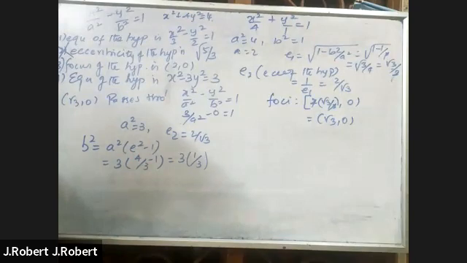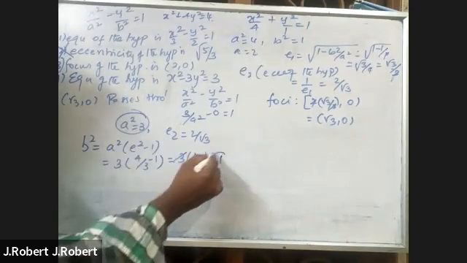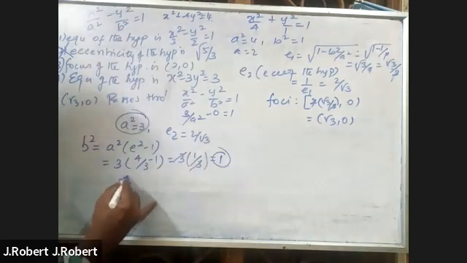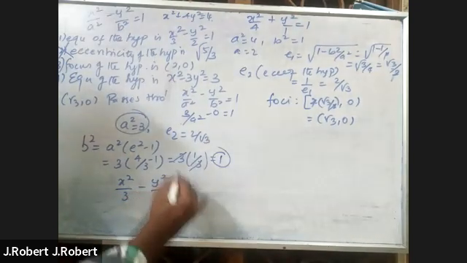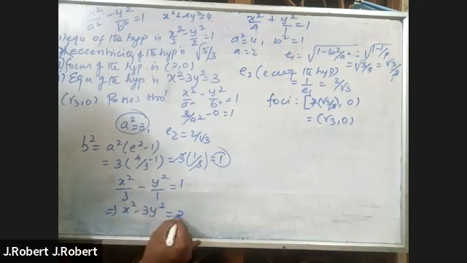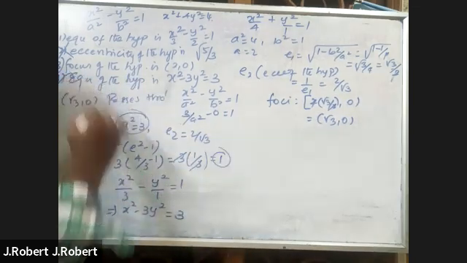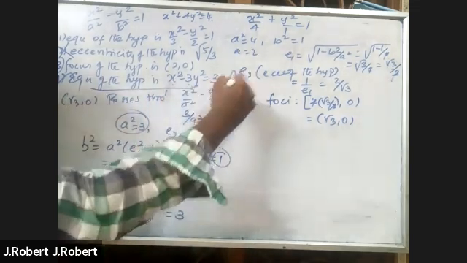Therefore we have the equation of the hyperbola. The 3 cancels, which equals 1. We know a square and b square, so the equation of the hyperbola is x square by 3 minus y square by 1 equals 1. Taking LCM, x square minus 3y square equals 3. So the fourth option is the right answer.